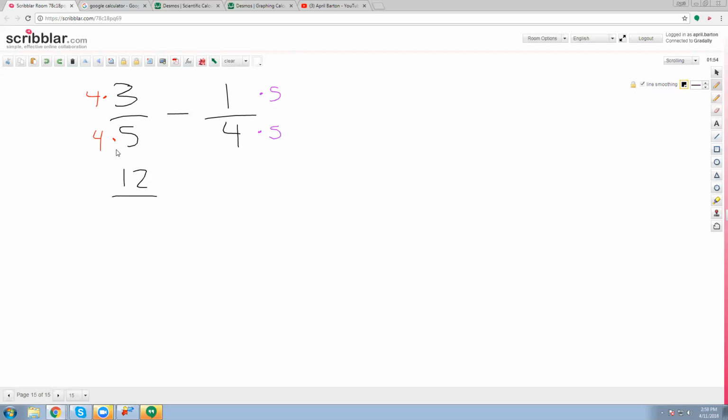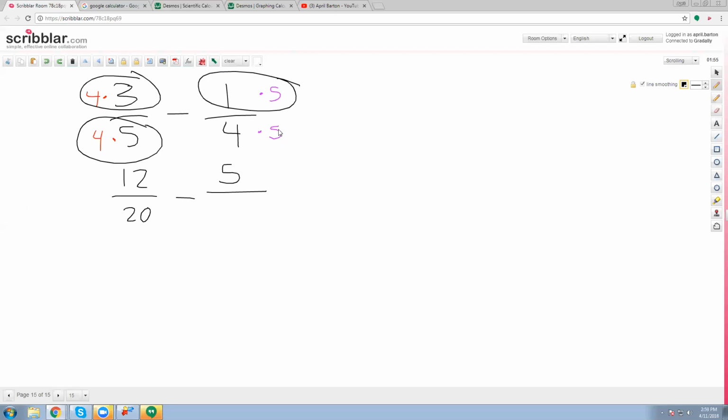So 4 times 3 is 12. 4 times 5 is 20. I'm just going straight across, doing that multiplication now. And 1 times 5 is 5. 4 times 5 is 20. This time we're subtracting, but the denominator still stays the same, still 20. And we just do 12 minus 5 is 7. Good.